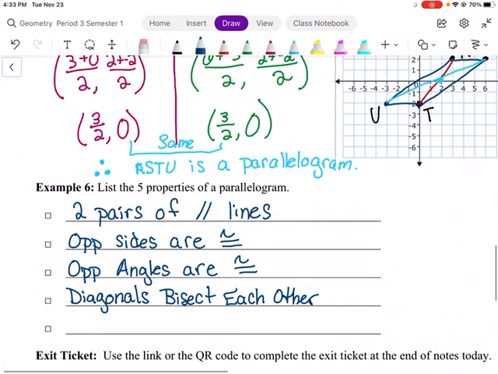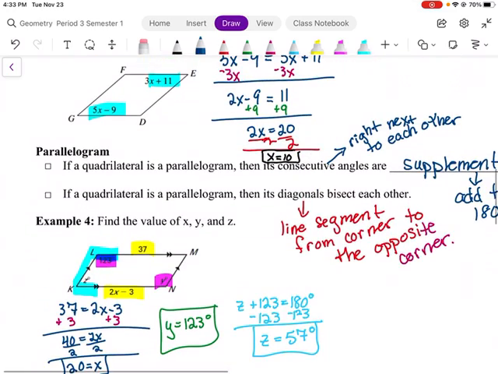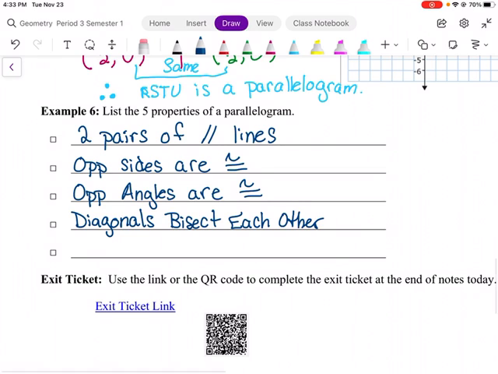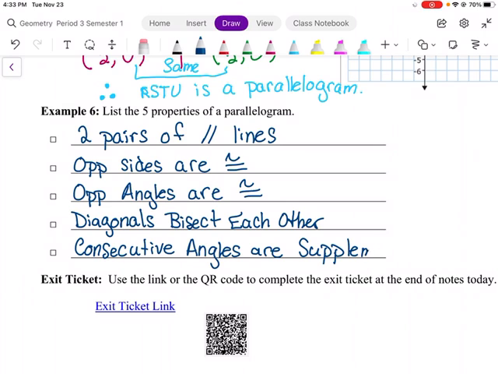And the last one, I gotta look back up here, forgot off the top of my head. Oh yeah. We know that consecutive angles are supplementary. Knowing all 5 of these is very important for this chapter, so I'd recommend looking over those daily just so you get used to knowing what the list of characteristics of a parallelogram are.